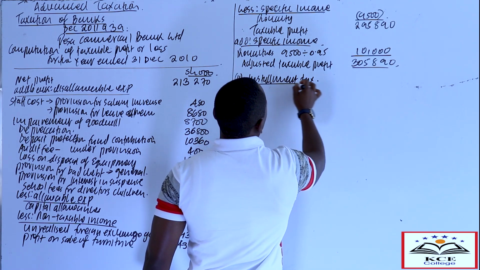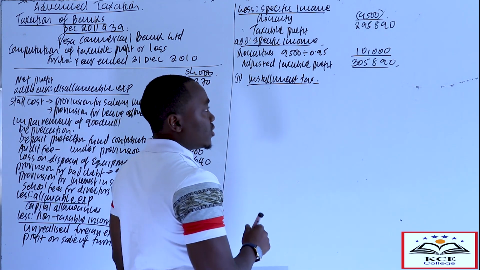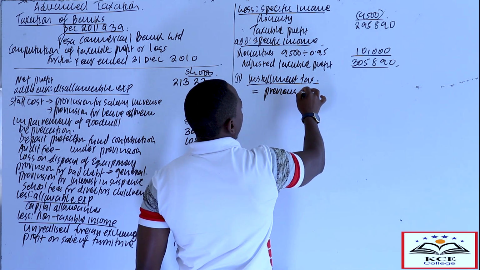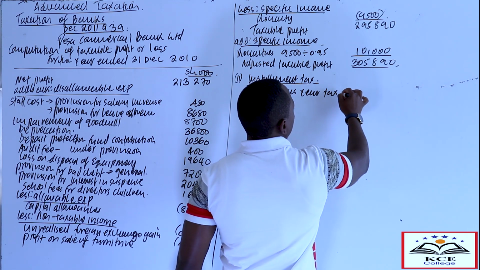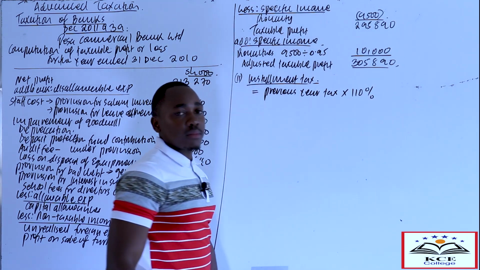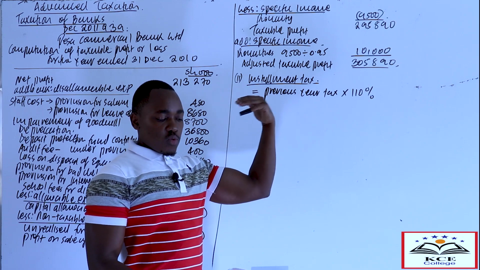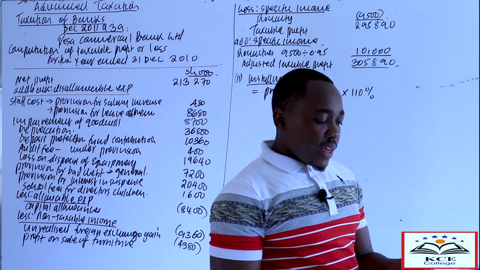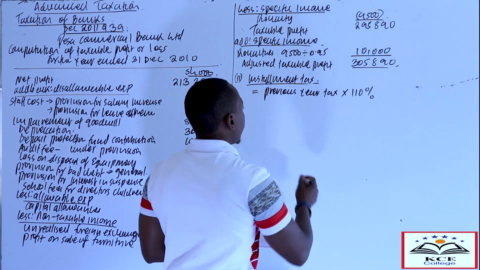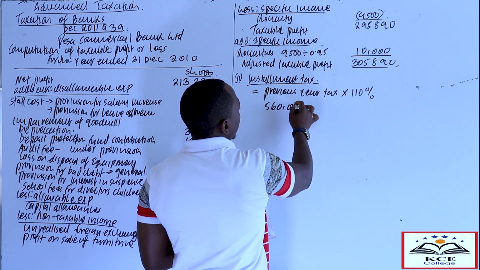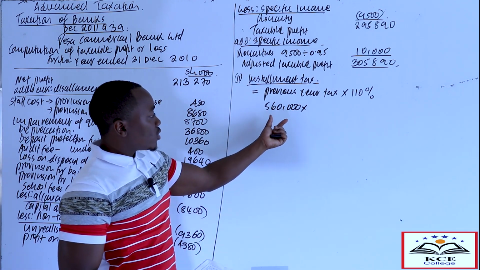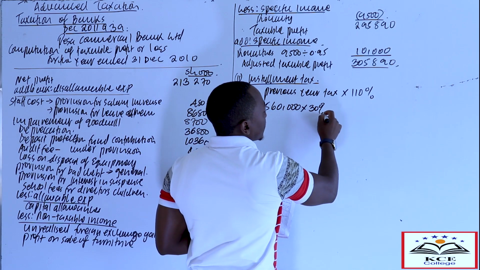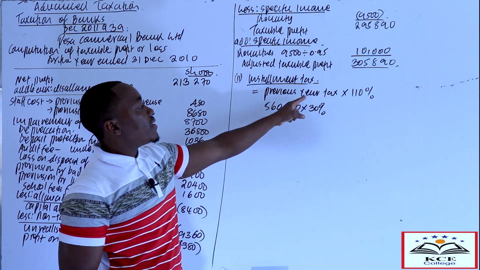And we say that installment tax is payable 4 times. And how do you determine the installment tax? We say that to get the installment tax, you take the previous year tax, you multiply by 110%. This is 2010. How much was the tax for 2009? You are already given in the question that Pesa Commercial Bank Limited taxable profit for the year ended 31st December 2009 was 560,000. But this was not tax. This was the profit, taxable profit. So you have to multiply by 30% so that you can get the previous year tax.